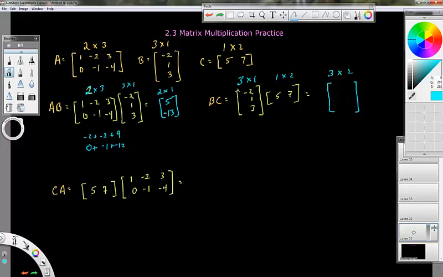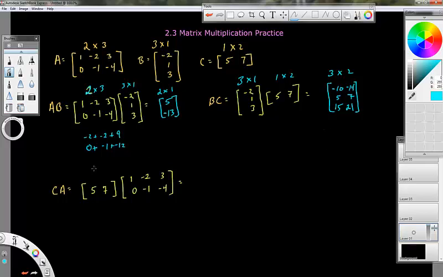For these, though, you still go across and down, just like you did here. So it's negative 2 times 5, that's negative 10. And negative 2 times 7 is negative 14. Then you take the 1 and multiply each one. So that's going to be 5 and 7. Then you take the 3 times each one, which would be 15 and 21. And that would be your final answer for that problem, B times C.